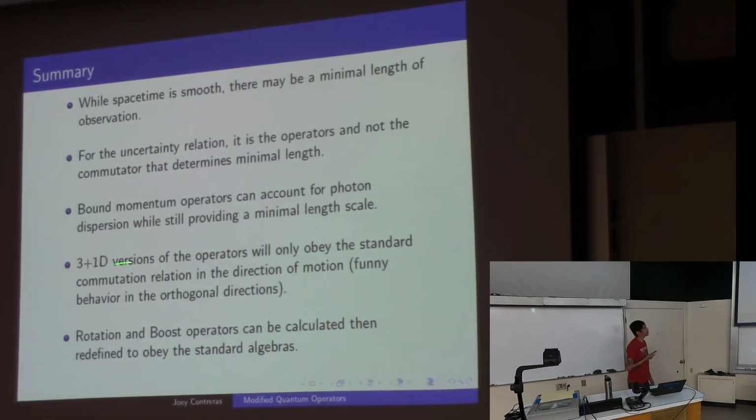The 3+1 versions of these operators will obey the standard commutation relation, provided it's in the direction of travel. Once again, we're working through the orthogonal direction. We'll see where that goes. It's definitely an interesting thing nonetheless. And then finally, the rotation and the boost operators can be calculated from all these modifications. And if we redefine them properly, we can still obey the standard algebras, which only makes life easy.